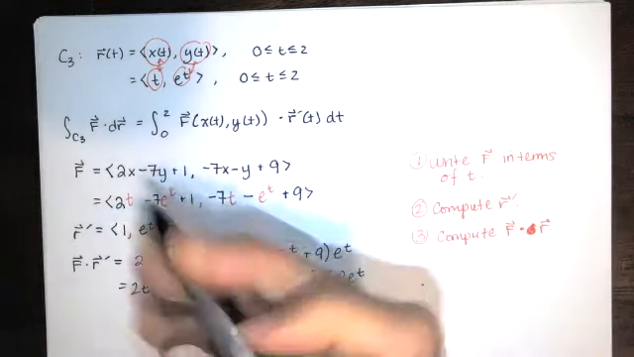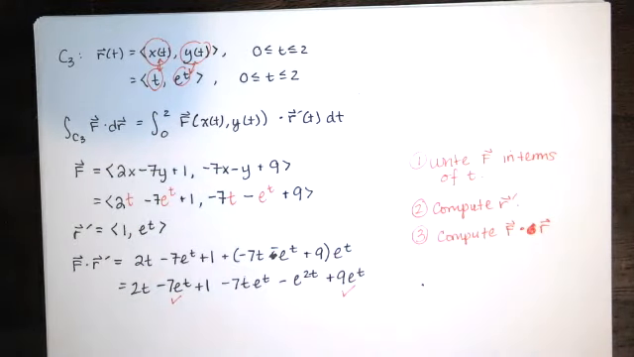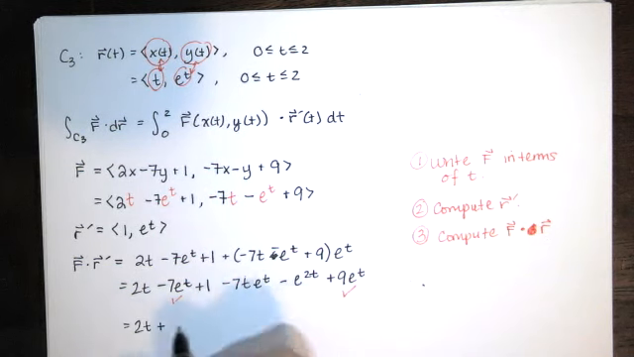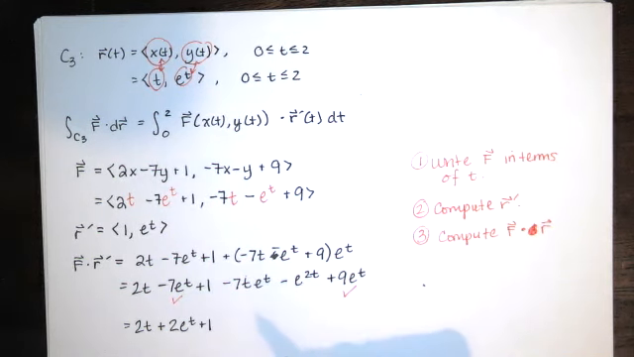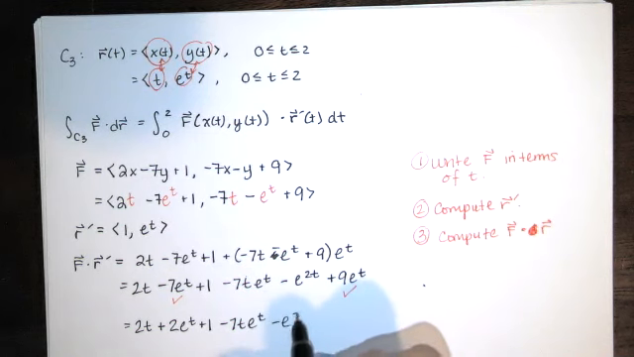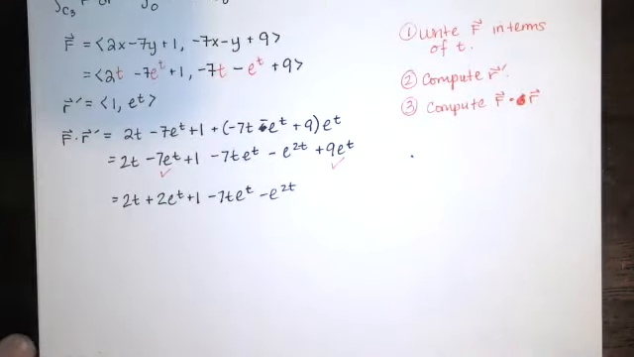So these guys are like terms, the negative 7e to the t and the 9e to the t. So it's going to be 2e to the t. Bring that 1 down. And this guy, when we anti-differentiate, we'll need integration by parts. And this one is a pretty straightforward u substitution for our anti-differentiation rules. Okay, so that's our F dotted with r prime.